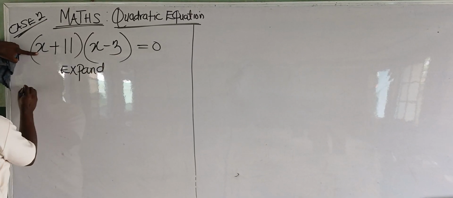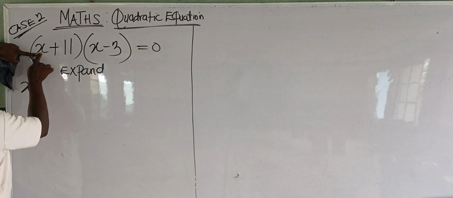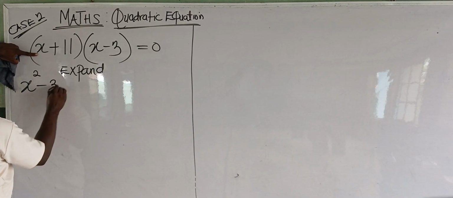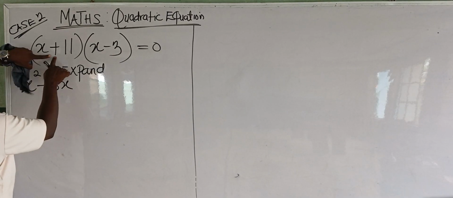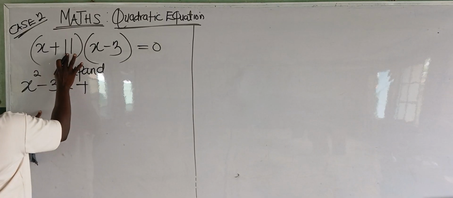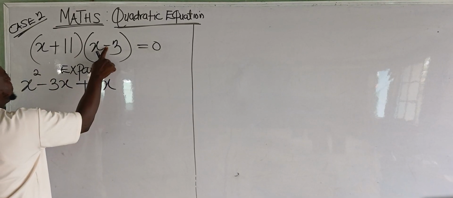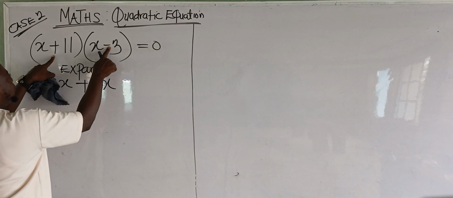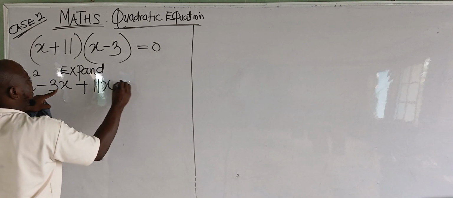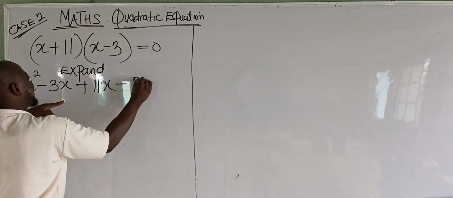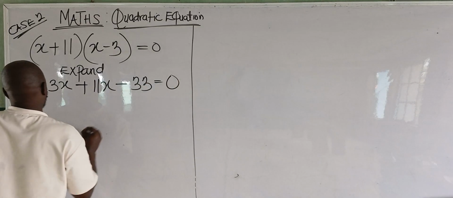So x times this one, I'm having x squared here. x times minus 3, I'm having minus 3x here. Then plus, come down. 11 times this one, I'm having 11x. Minus times plus, these two values, that's plus times minus, I'm having minus. This one will give us 33. So everything will give us 0 here.